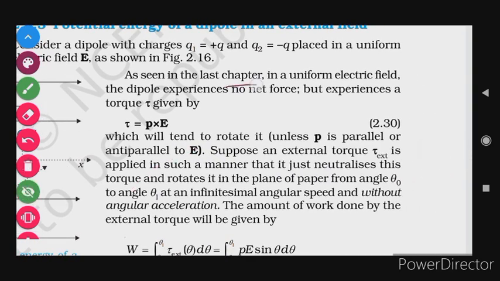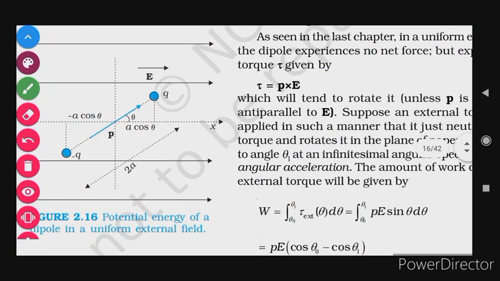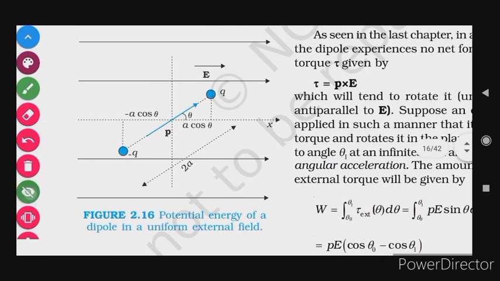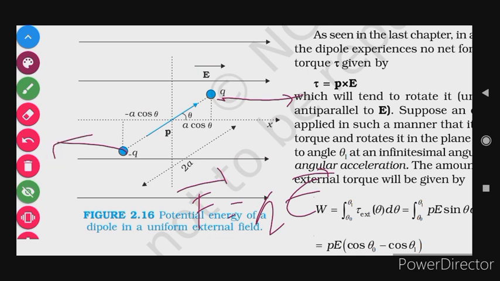As seen in the last chapter, in a uniform electric field the dipole experiences no net force but experiences a torque tau. In our first chapter we saw that when a dipole is placed in an electric field, one charge experiences a force in this direction given by F equal to qE, and the other charge experiences a force in the opposite direction. These are equal and opposite forces acting on the same body in different directions, so the net force will be zero, but a torque will act.